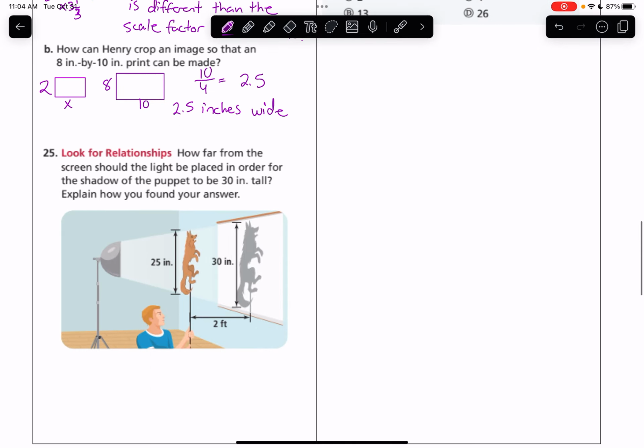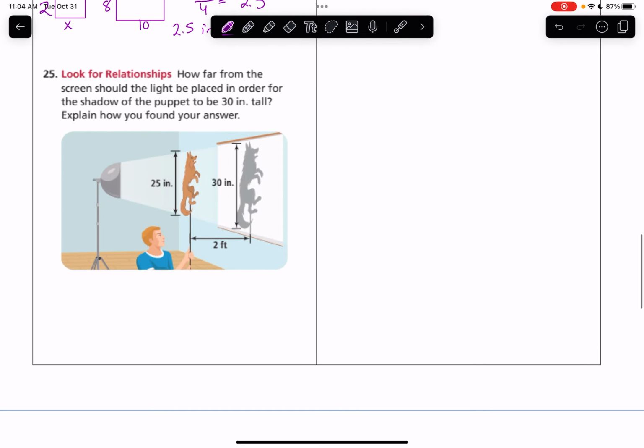Number 25, how far from the screen should the light be placed in order for the shadow of the puppet to be 30 inches tall? Well, it looks like we've got 2 vertical distances and we also have 2 horizontal distances. So let's think about how we could express this. Those vertical distances, I could make a proportion and say that that is the new distance 30 compared to the old distance 25. And then I could make the other side of the proportion and say the new distance from the light to the projector screen.